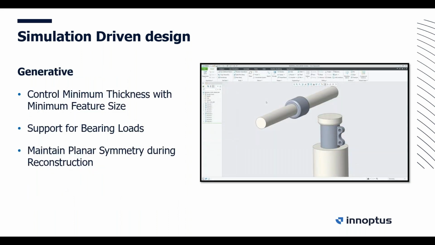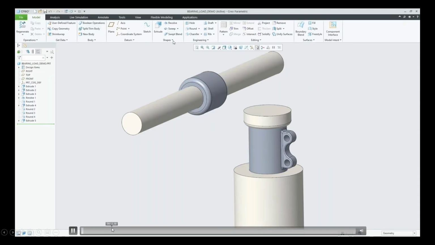And as last item in the simulation area, we have, of course, generative design. Now there's a control of the minimum thickness. In the past, that was sometimes going very thin, and if you want to print that part, you have thin limitations. There's now also support for bearings that you want to add in there, and a symmetry constraint where you want to use it.